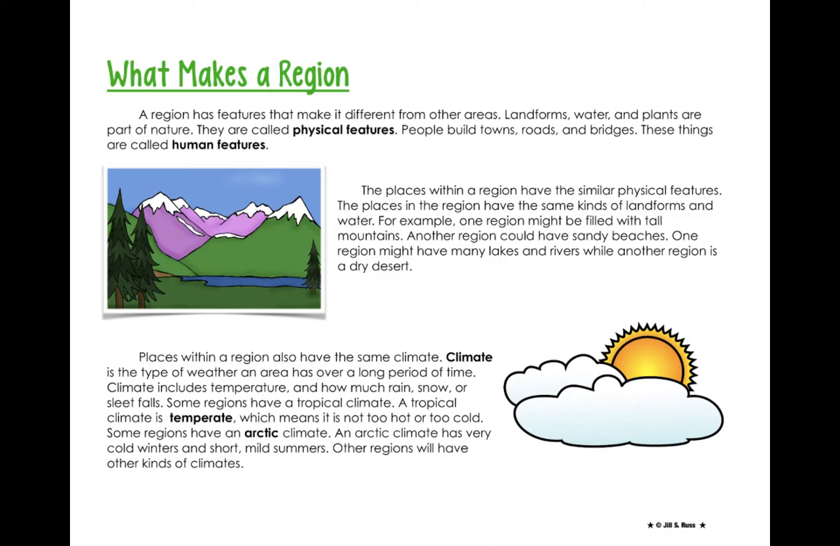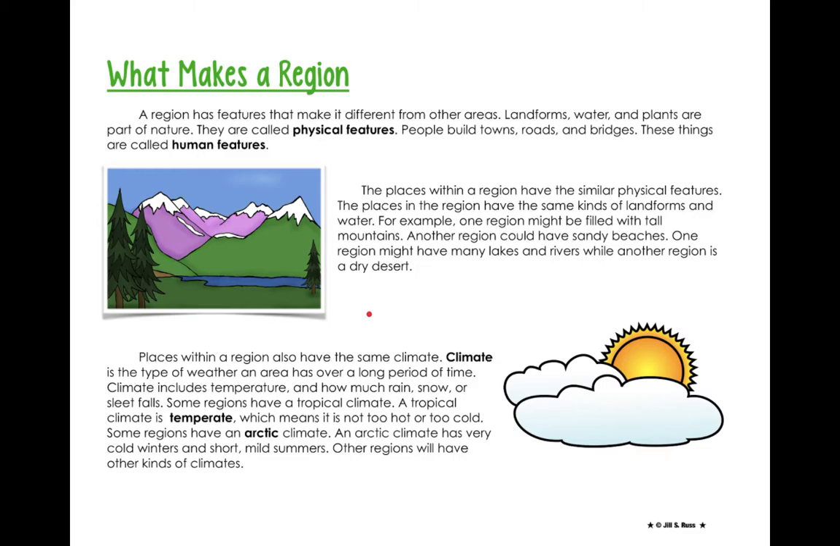Landforms, water and plants, and parts of nature are called physical features. People build towns, roads, and bridges, and these are called human features. The places within a region have similar physical features, right? The places in the region have the same kind of landforms and water. For example, one region might be filled with tall mountains. Another region could have sandy beaches. One region might have many lakes and rivers, and others a dry desert.